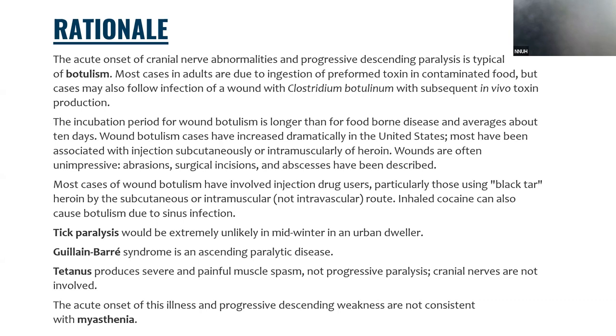Tick paralysis would be extremely unlikely in midwinter in an urban dweller. Guillain-Barré syndrome is an ascending paralytic disease. Tetanus produces severe and painful muscle spasm, not progressive paralysis. Cranial nerves are not involved. The acute onset of illness and progressive descending weakness are not consistent with myasthenia.